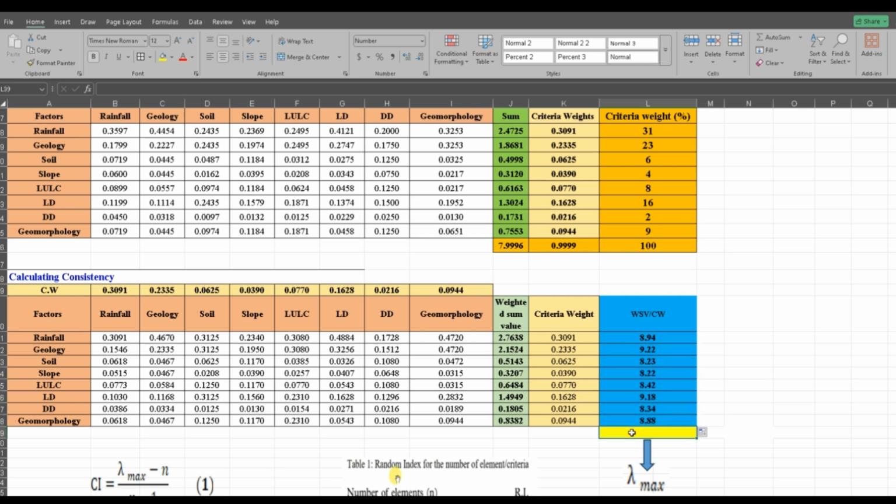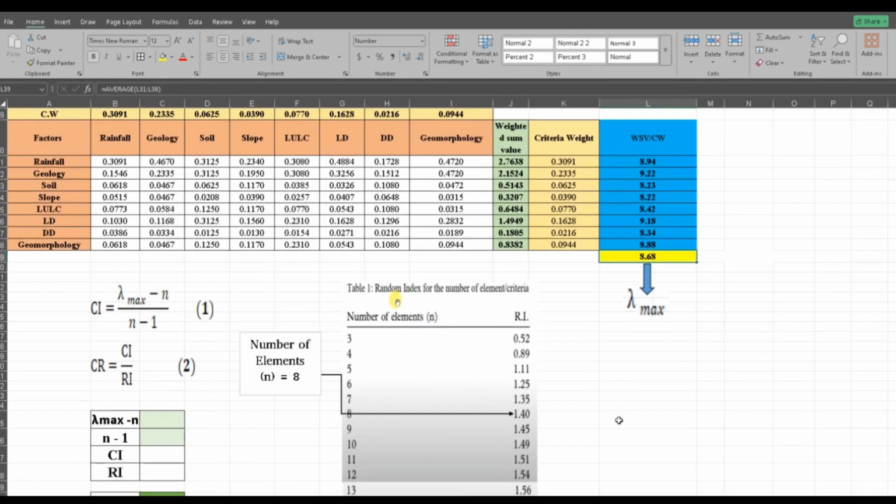Now we have to calculate lambda max. Lambda max is equal to the average of the ratio. It is the average of the ratio of weighted sum value to criteria weight. Therefore, in a simple way, you can calculate lambda max, which is the average of the weighted sum value to criteria weight.